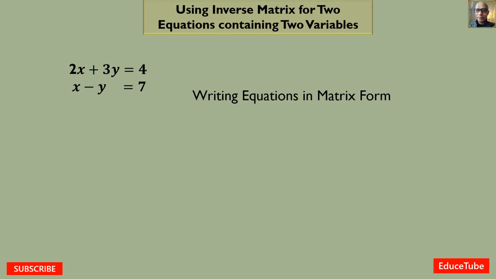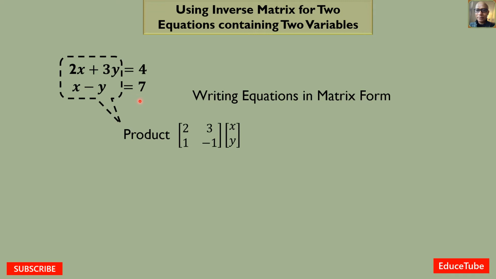How is it? Here I have the x coefficients 2 and 1 and the y coefficients 3 and minus 1. So using these coefficients, and the variables x and y as vectors, we will try to write this in multiplication, I mean product form. This is equivalent to this one. It is nothing but we have to multiply this by this one. If we multiply, then we get this.